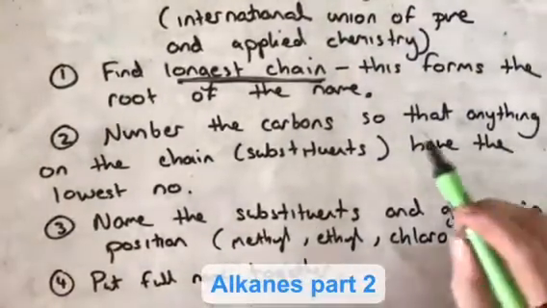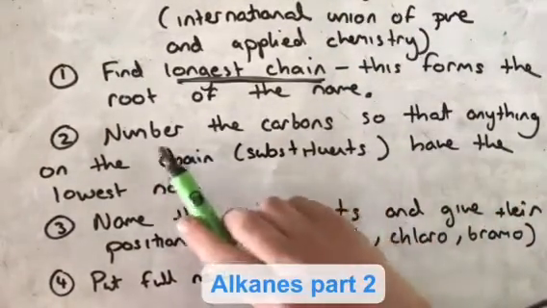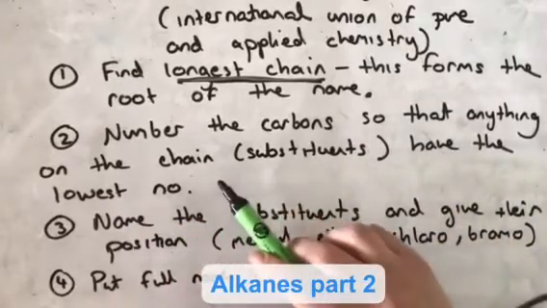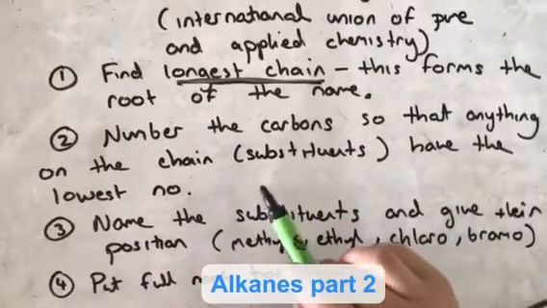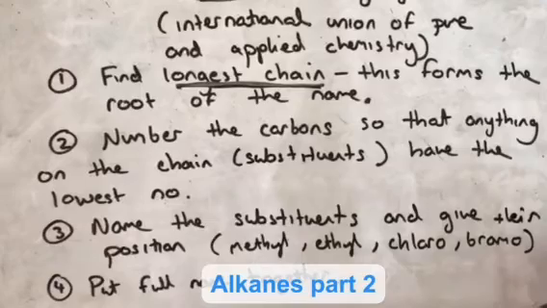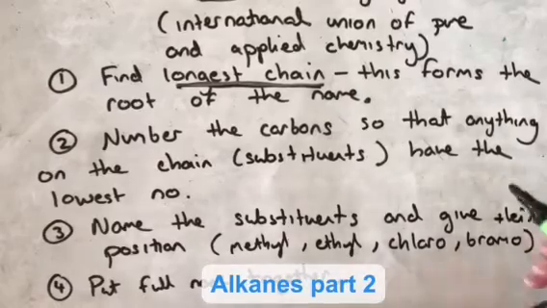Then we number the carbons so that anything on the chain, if there's any branches or any other substituents, the substituents are the groups that are attached to the alkane. If there's any other things attached to the alkane, we have to make sure that they are given the smallest number.